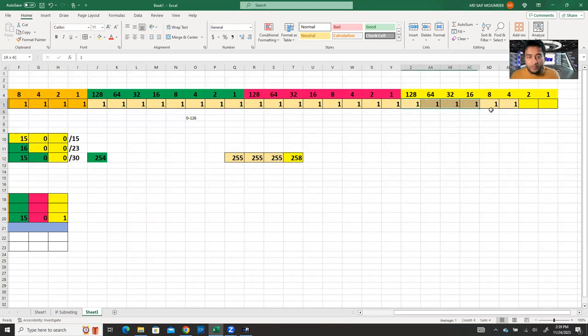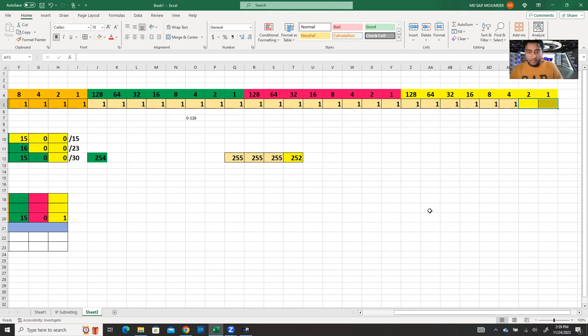So how many bits have you borrowed now? 6 bits. What is the value of each bit? You need to add: 128 plus 64 plus 32 plus 16 plus 8 plus 4 is going to make you 252. So 252 is the subnet mask for /30. But how many host bits are left? 2.